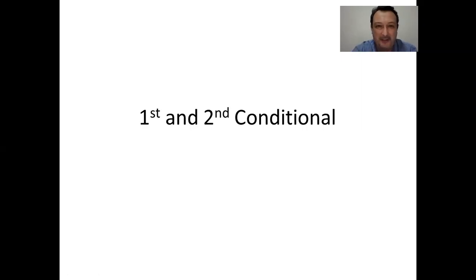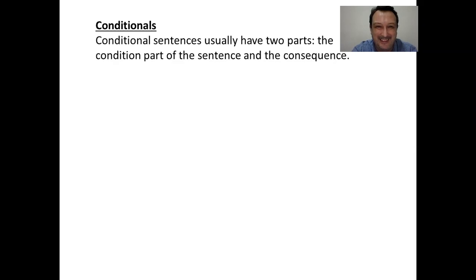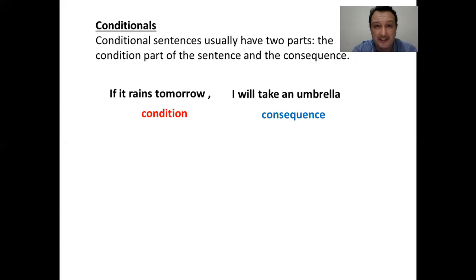Today we're going to talk about first and second conditionals. Okay, let's look at the conditionals. What are they? Well, conditional sentences usually have two parts. You have the condition part of the sentence and the consequence part of the sentence. For example, if it rains tomorrow, that's the condition. The consequence or the result is that I will take an umbrella.